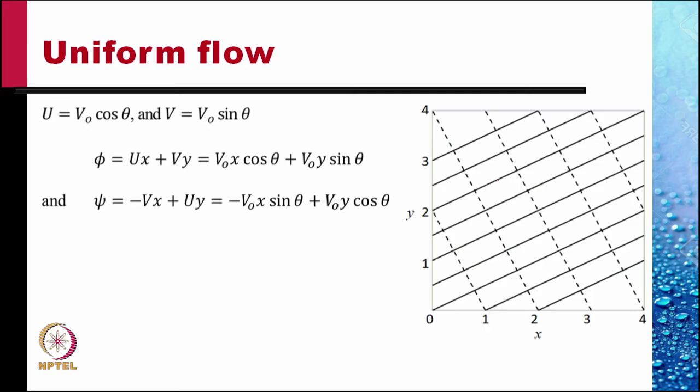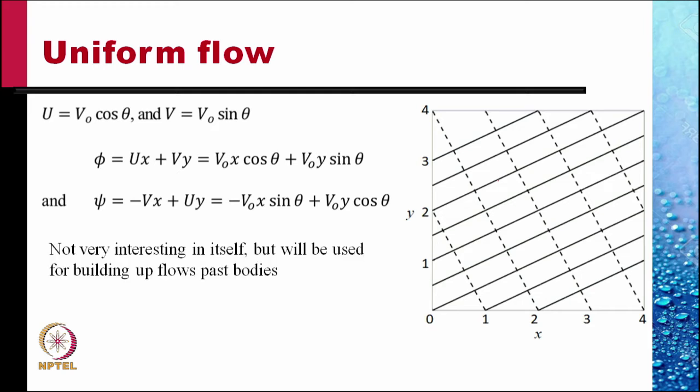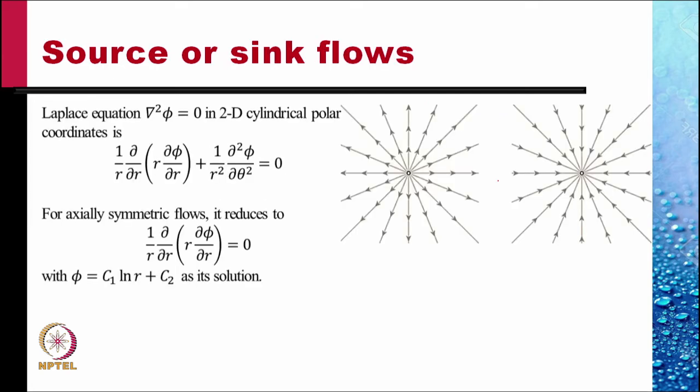This is the flow net. The solid lines represent the stream lines, the lines of constant psi, and the broken lines are the potential lines, the lines of constant phi, constant velocity potentials. This is not very interesting in itself, but will be used for building up flows past bodies in two dimensions. The next flow we take up is the source or the sink flow.